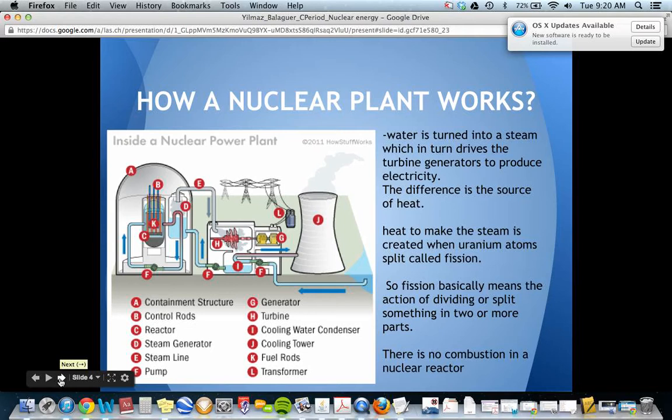And also there's a difference. The difference is the source of heat, and this heat makes the steam. It is created when the uranium atoms split, which is called fission, the process that Efe already talked about. Fission basically means the action of dividing and splitting something into two or more parts. And in a nuclear reactor there is no combustion, because if there were combustion, it would be a problem and the nuclear plant wouldn't work well.